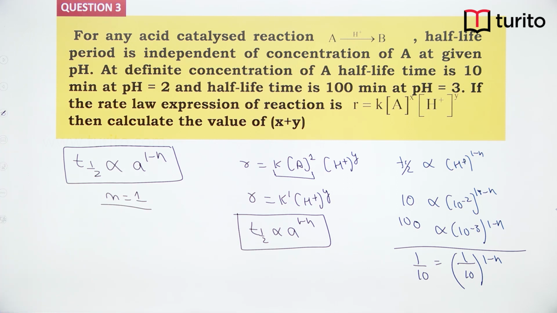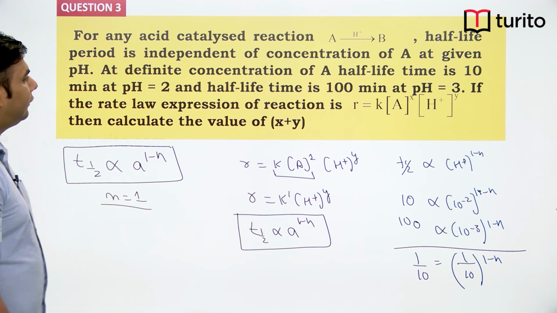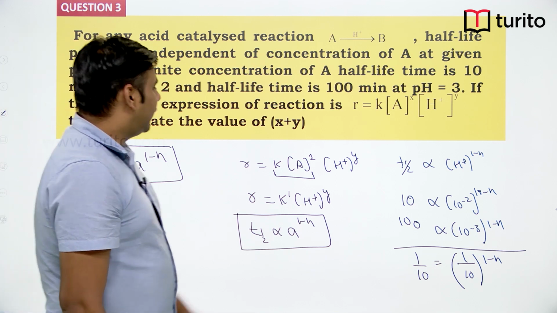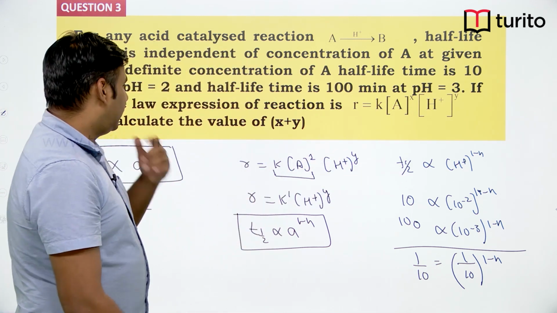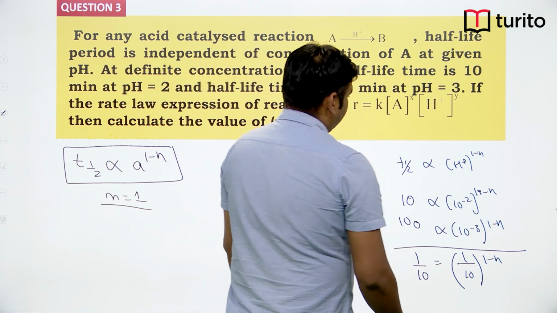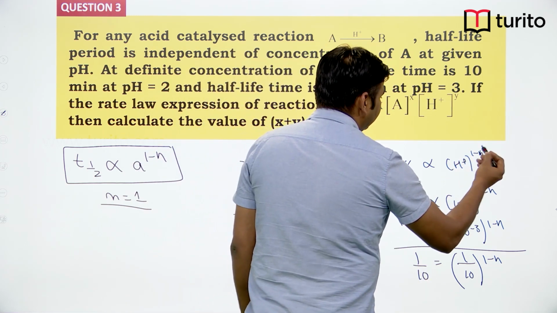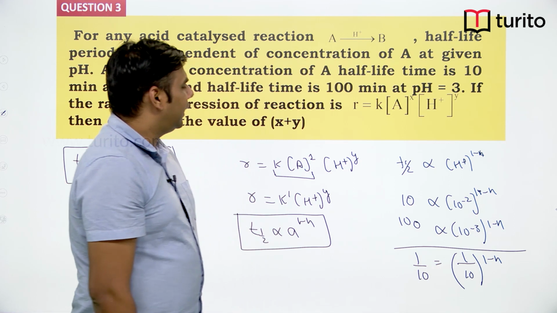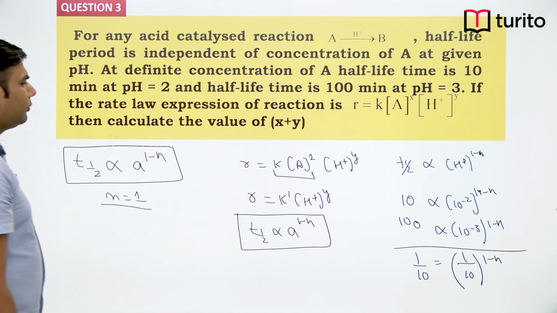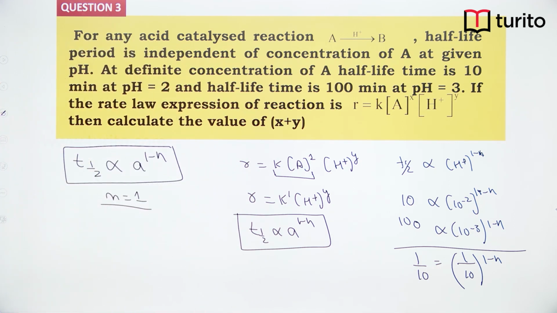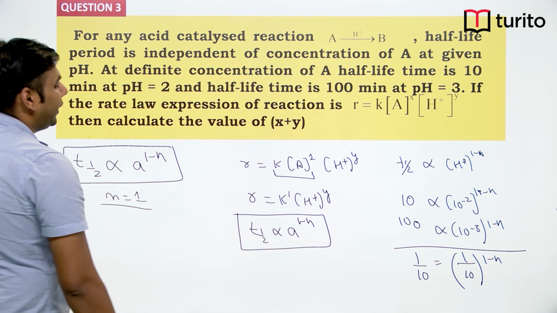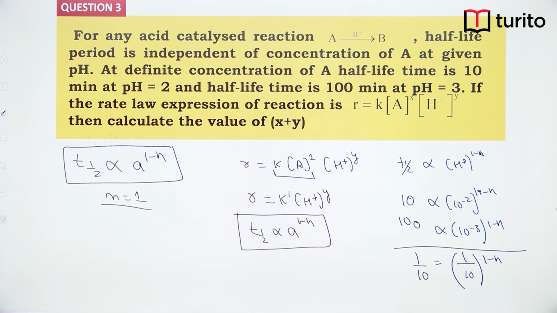So this says that at definite concentration of A half-life is 10 minutes. So 10 is proportional to H plus raised to power 1 minus n, or 1 minus y you can say. Okay. So 10 will be proportional to 10 raised to power minus 2 raised to power 1 minus n. Similarly 100 will be proportional to 10 raised to power minus 3 raised to power 1 minus n. So you can calculate the order of this reaction.